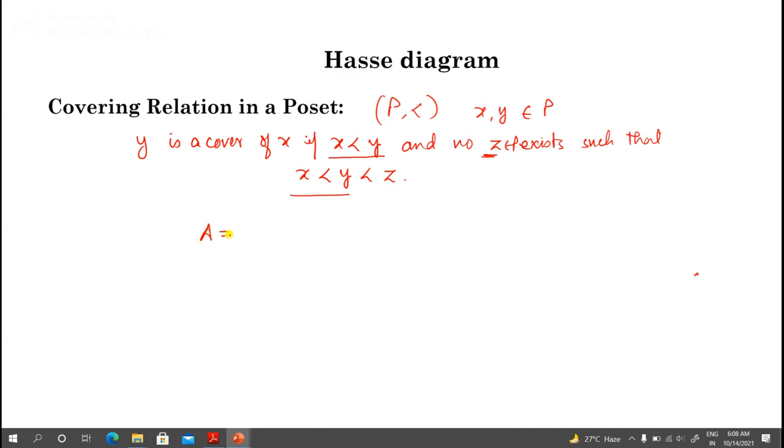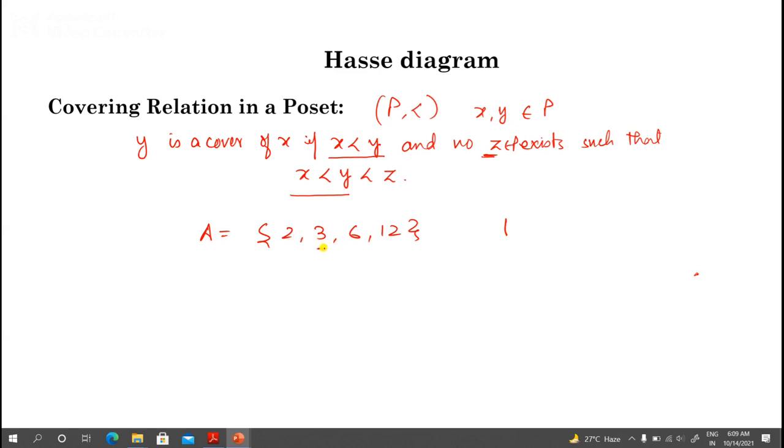Suppose we have a set A equal to {2, 3, 6, 12}. Look at this set, and suppose the relation is divides. Now look at this. 2 is not a cover of any element because no other element is given there which is less than 2. Is 3 a cover of 2? No, 3 is not a cover of 2 because 2 does not divide 3. Now 6 is a cover of 2. So 6 is a cover of 2.